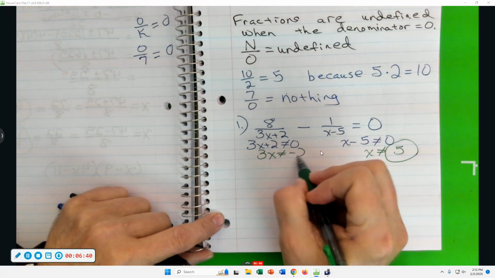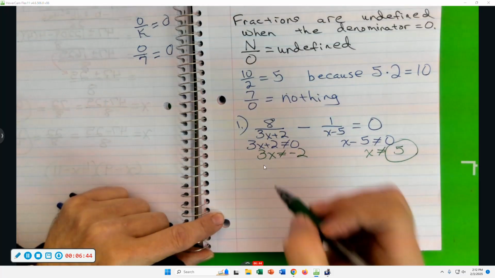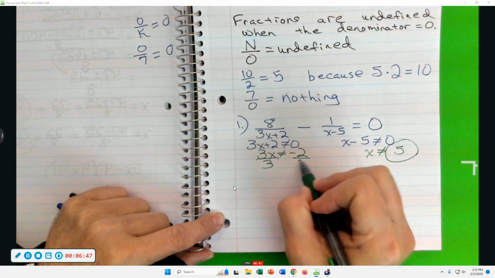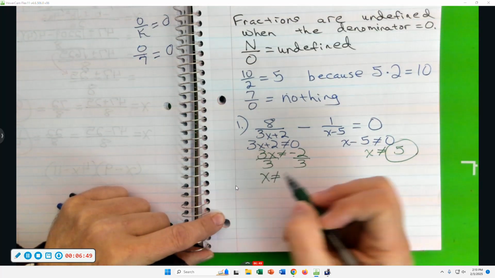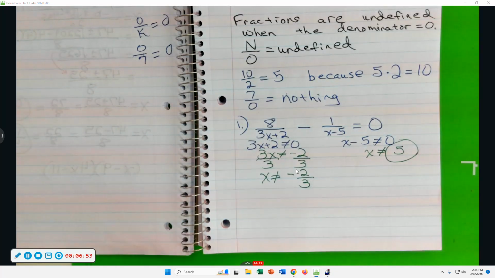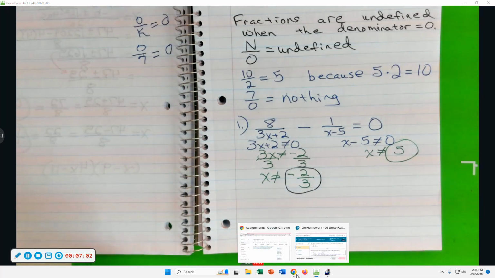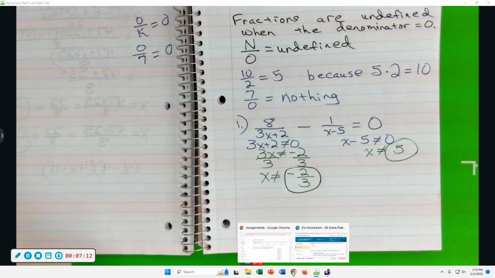negative 2. Then what am I going to do to get that x by itself? Divide by 3. So here's the other number that cannot possibly be a solution. If we were to solve this equation and we got negative 2/3 as an answer, we'd have to cross it out. So it's possible to have no solution today. So the numbers that cannot possibly be solutions are negative 2/3 and positive 5.